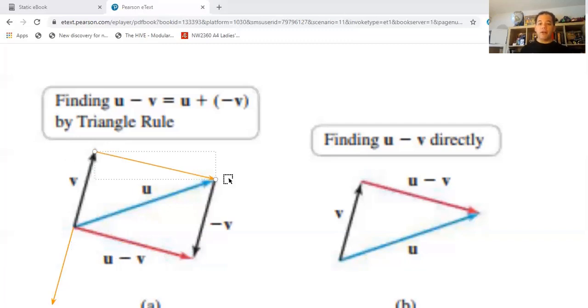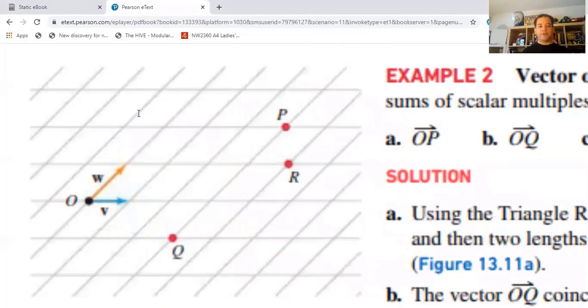You can do the parallelogram, the big one will be the sum, and the difference is either u minus v or v minus u, depending on which way you point it, right? If you point it one way, you get u minus v. You point it the other way, you get v minus u. All right? Let's put this in practice. Let's do a little picture, a little example. Let's do example 2, right here in this page. This time we have the vectors v and w, and these points p, q, and r.